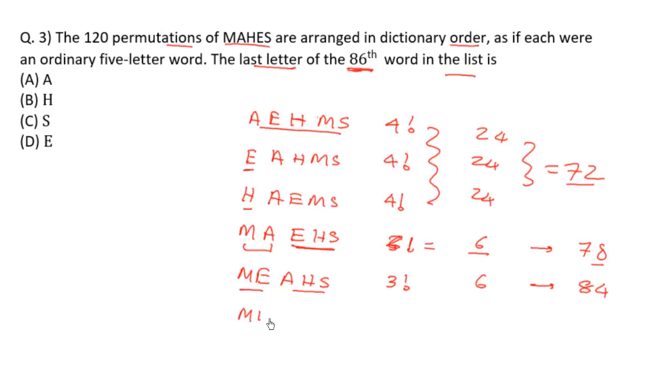So the next will be MHAES. This will be the 85th word, and then MHASE. This will be the 86th word. So clearly the last letter is E, so option D becomes the right answer.